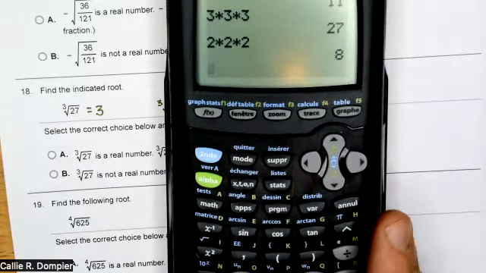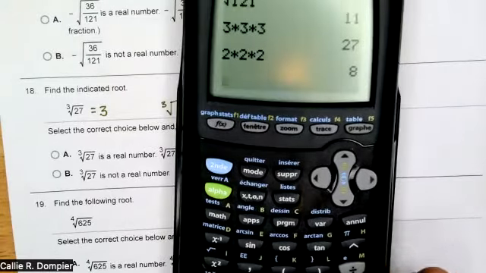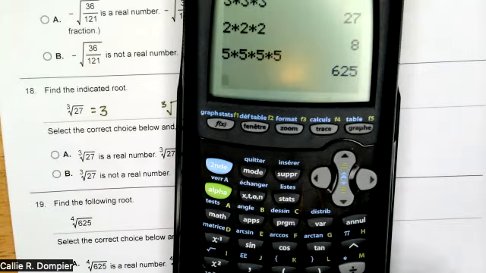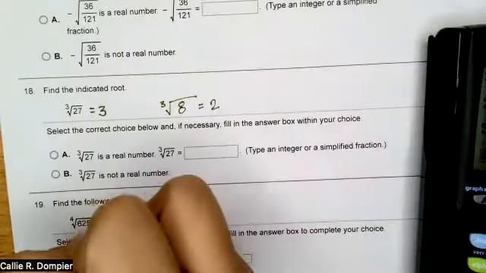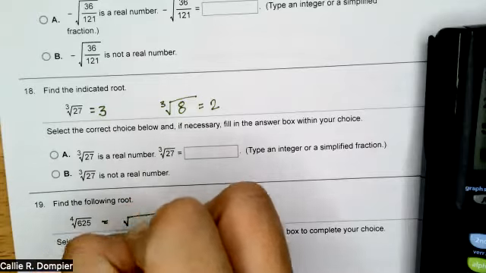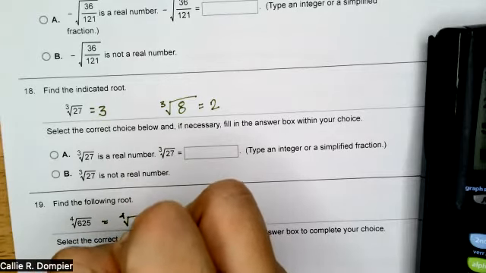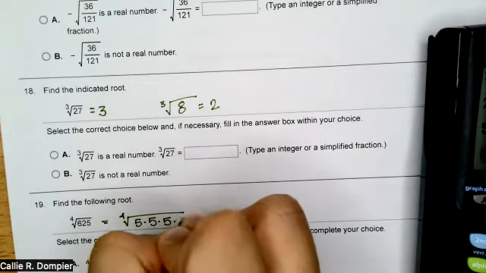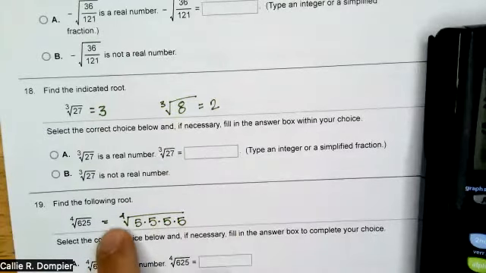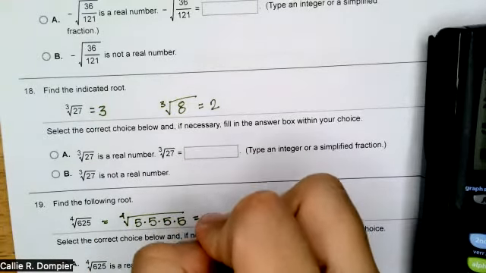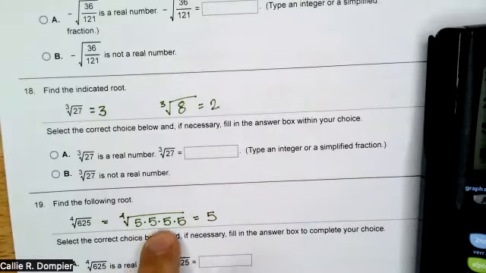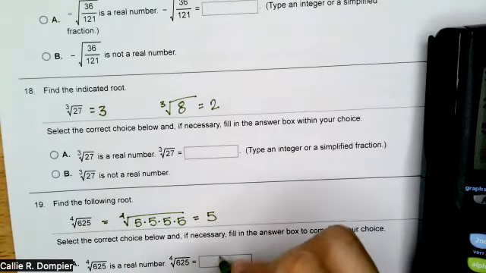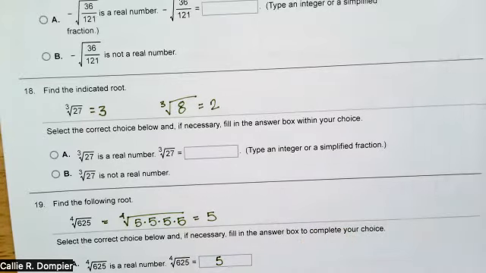So the fourth root of 625. Maybe I'll say, what's 5 times itself 4 times to get 625? So that means there are 4 5s under here. And because there's 4 of them, 5 times 5 times 5 times 5 is 625. So the fourth root of 625 is 5.